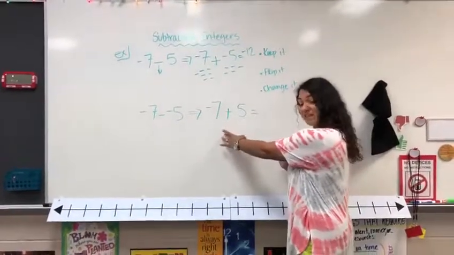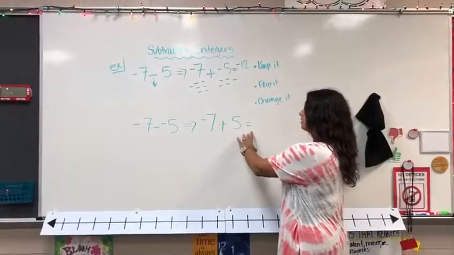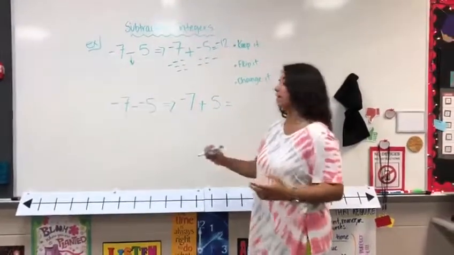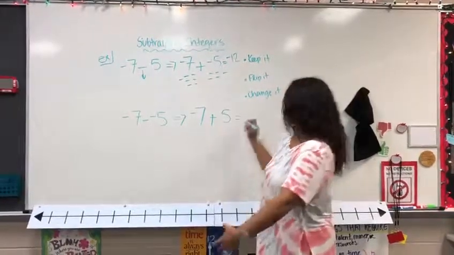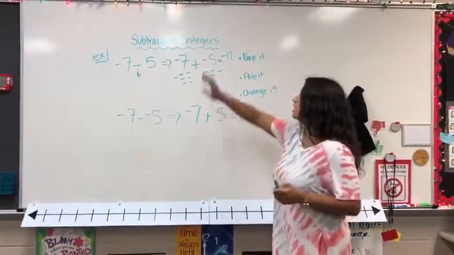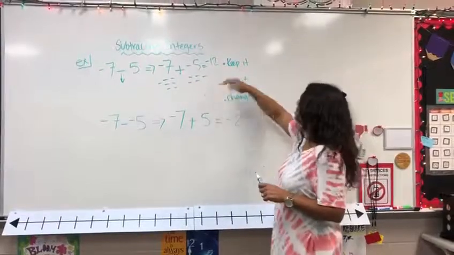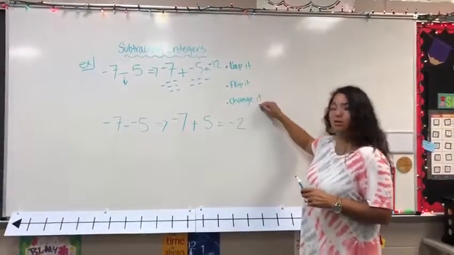We have 7 negatives and we add 5 positives. We end up with 2 negatives. It's like saying if I owe my friend $7 and I pay him 5, now I just owe him $2, okay? So I hope that helps with subtracting integers. You keep it, flip it, and change it to its opposite.